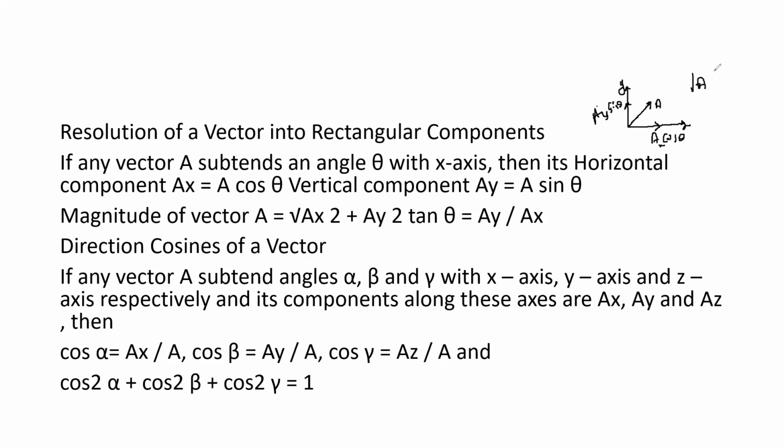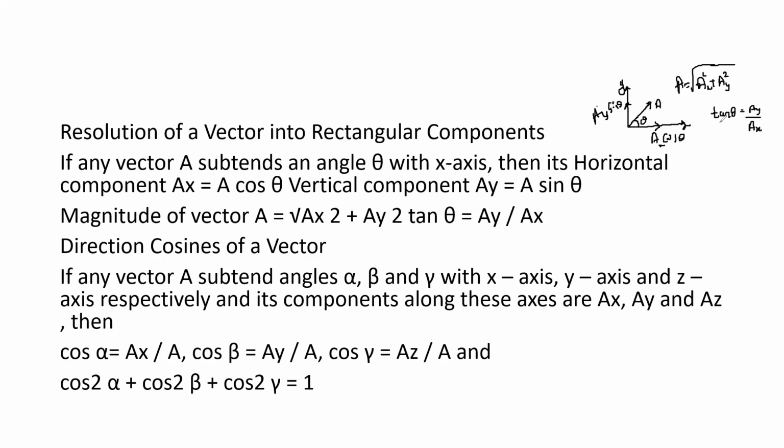So the magnitude of this vector is given by the square root of Ax squared plus Ay squared. It is the magnitude of this vector A. This vector A is making an angle theta with the x-axis. Then its direction is given by tan theta is equal to Ay divided by Ax. This is called the direction of the vector. Okay, so next, direction cosines of a vector.